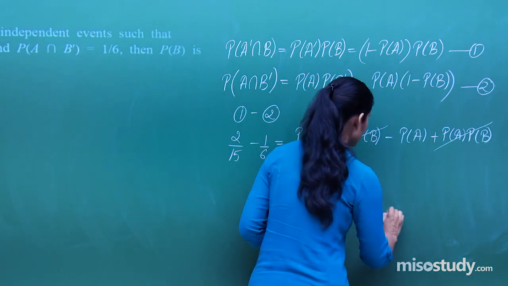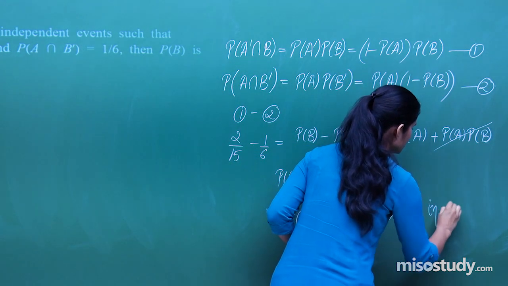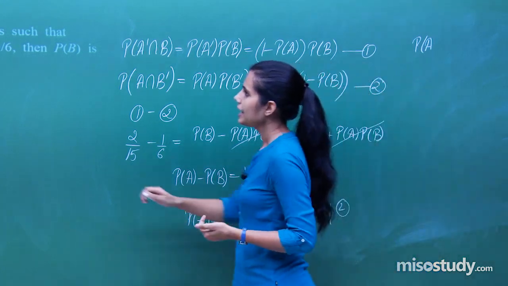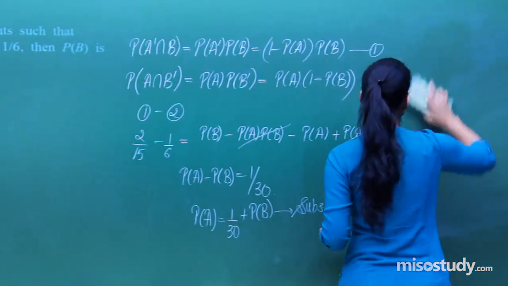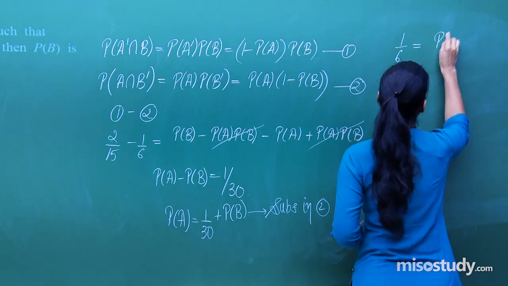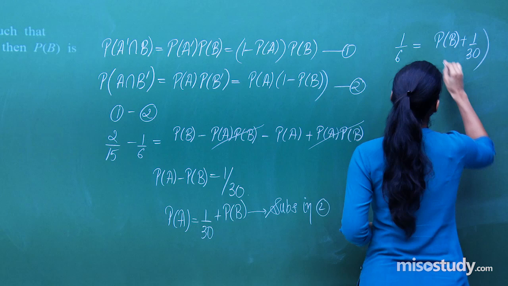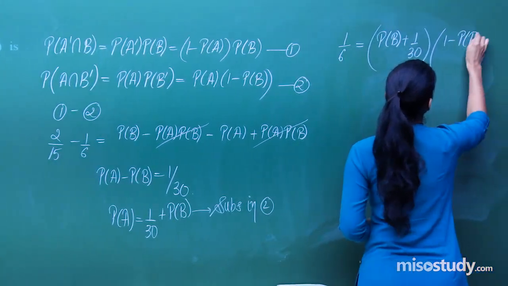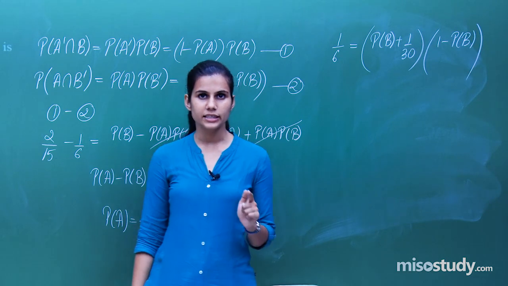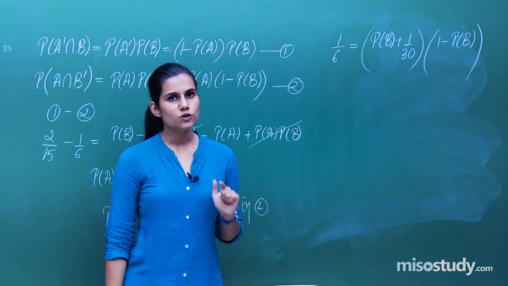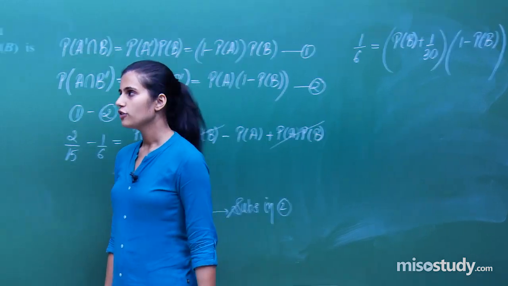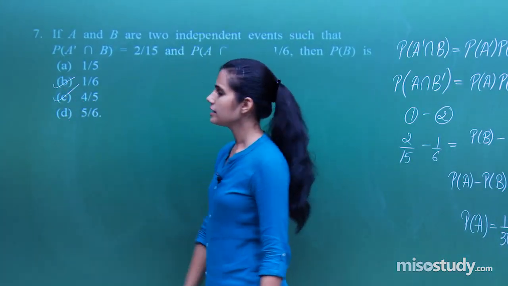When you substitute this into probability of A intersection B dash, which is given as 1 by 6, what do you get? 1 by 6 is equal to probability of A, which is probability of B plus 1 by 30, into 1 minus probability of B. When you resolve this, you get a quadratic equation in probability of B, and when you solve it, you get two roots, which are the values of probability of B, and they are 1 by 6 and 4 by 5. Very easily you can obtain that.